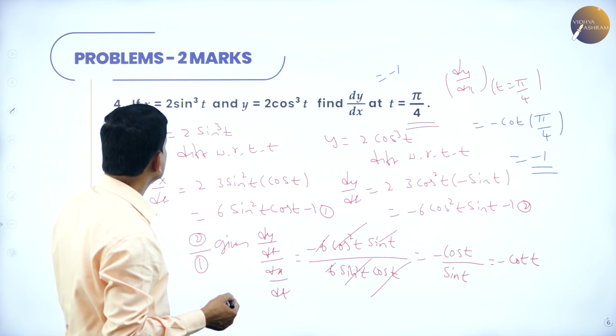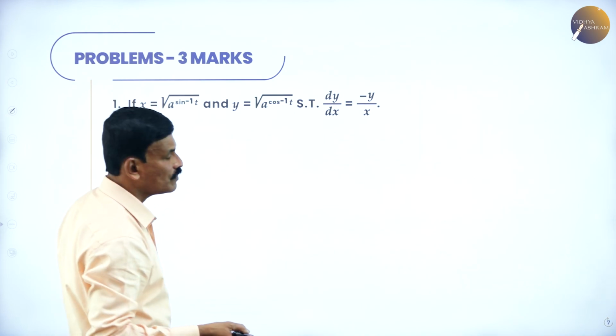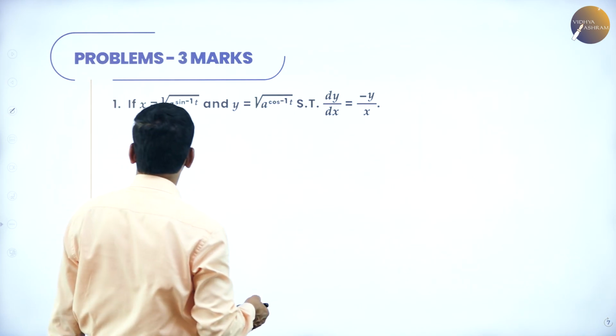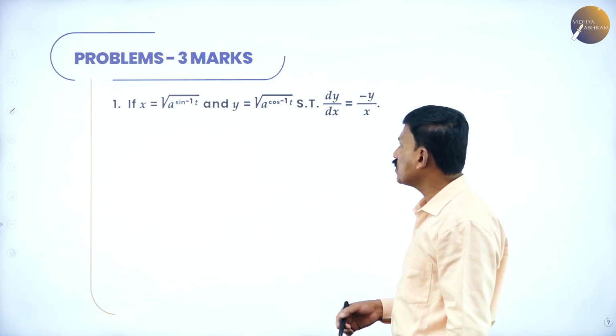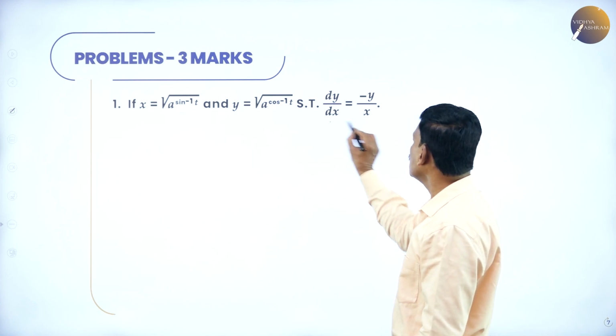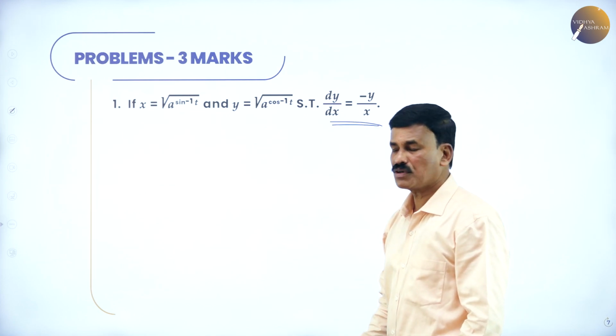Now, move on to the next problem. This is also a very, very important problem, a 3 mark question. If x is equal to square root of a to the power sine inverse t, y is equal to square root of a to the power cos inverse t, show that dy by dx is equal to minus y by x.